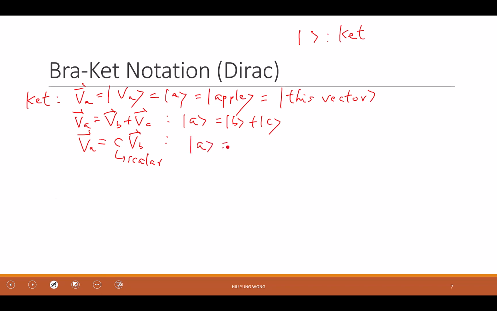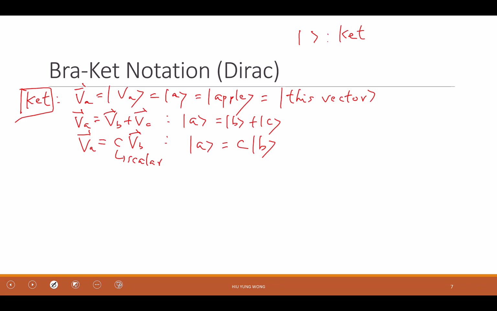A equals C times B. Okay, start getting used to this notation. You understand the one inside the ket is a vector. Don't touch it. It's a name. You cannot change the name randomly, unless you know what you are doing. This is called ket. Now, this is not interesting. It's just a new notation.